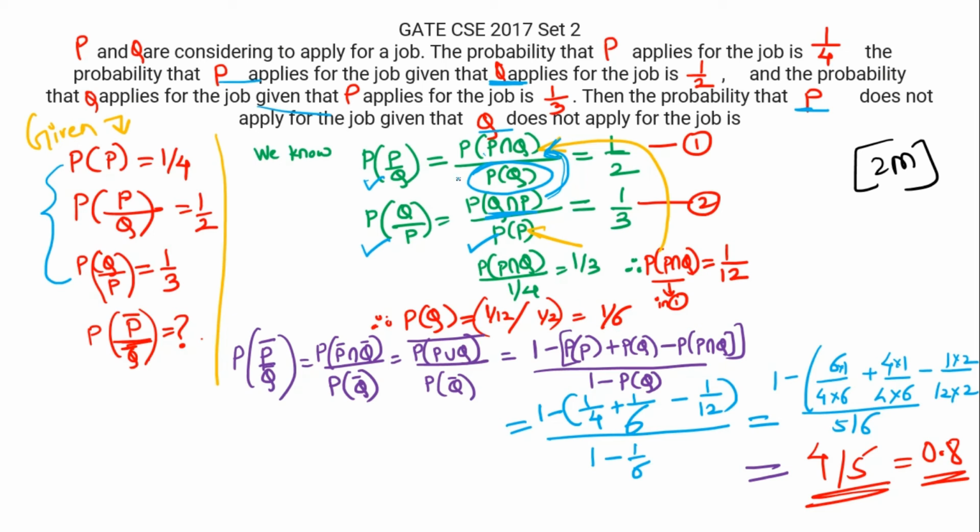Now we have all of these values. This is probability of P bar given Q bar. Now this will be probability of P bar intersection Q bar divided by probability of Q bar. If we apply De Morgan's law, probability of P bar intersection Q bar is probability of P union Q whole bar, which is equal to 1 minus probability of P union Q. Now probability of P union Q is probability of P plus probability of Q minus probability of P intersection Q. So we just have to keep all of these values, and we will get the answer, that is 0.8.